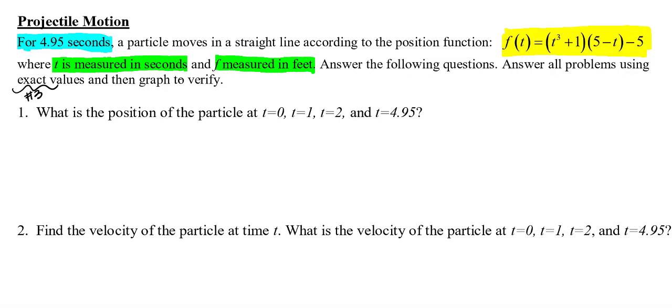What is the position of the particle at t equals 0, t equals 1, t equals 2, and t equals 4.95? So you are calculating f of 0, f of 1, f of 2, and f of 4.95. Now, you can certainly leave our yellow f function the way it is, but I think I would definitely take a minute and do a rewrite of f so that I could combine like terms and maybe get it a little bit more usable for derivatives. If I don't have to use product rule and things like that, I don't. So let me do a rewrite here.